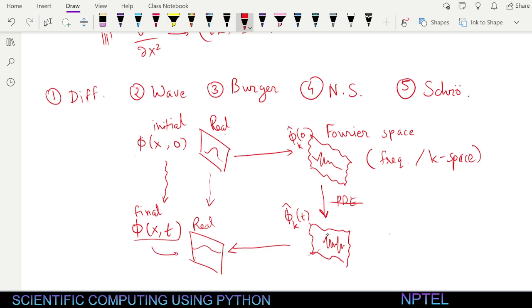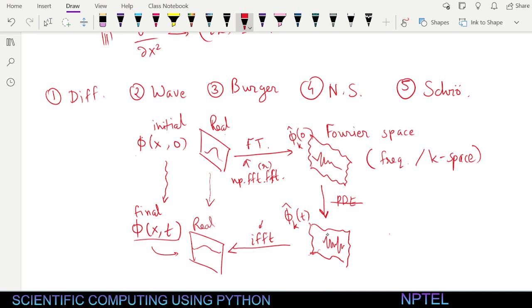And how do you go from real to Fourier? You do Fourier transform. So in NumPy you do np.fft.fft, and if it is real, then you write rfft. And this is inverse Fourier transform.